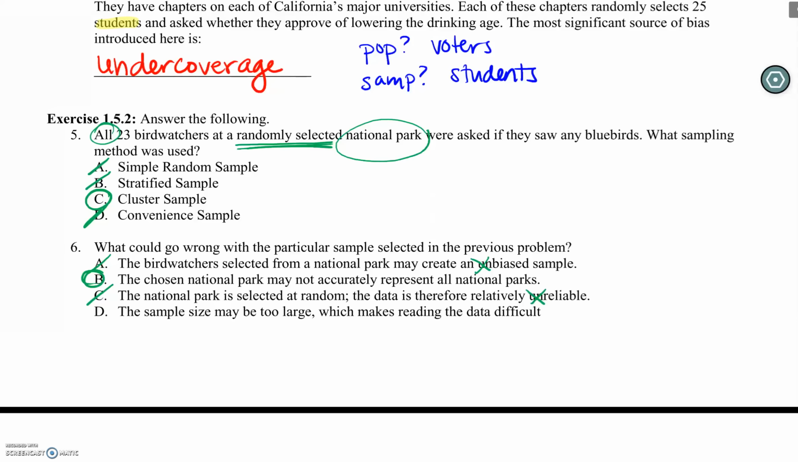Second, even if it was 2,300, there's nothing wrong. Like, in the day and age of technology, there's no such thing as making the data difficult to read. So D is out. So that's everything about our bias for now. We got one more video, and then you're done with part 1.